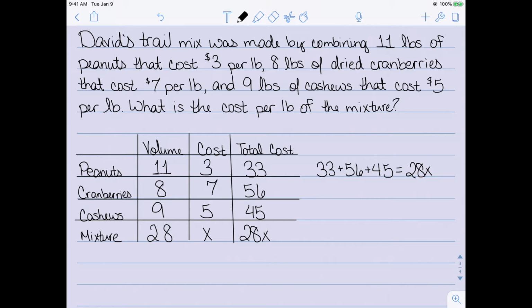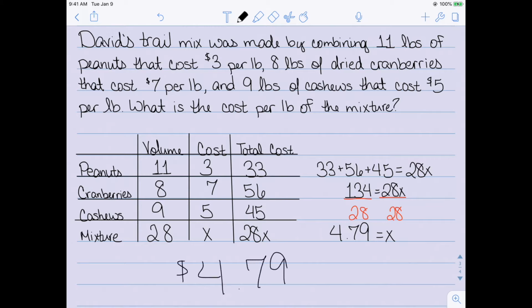We can go ahead and add the terms on the left-hand side. And that gives us that 134 is equal to 28x. We can then divide both sides by 28. And that gives us that x is equal to 4.79. So the cost per pound for the mixture is $4.79.